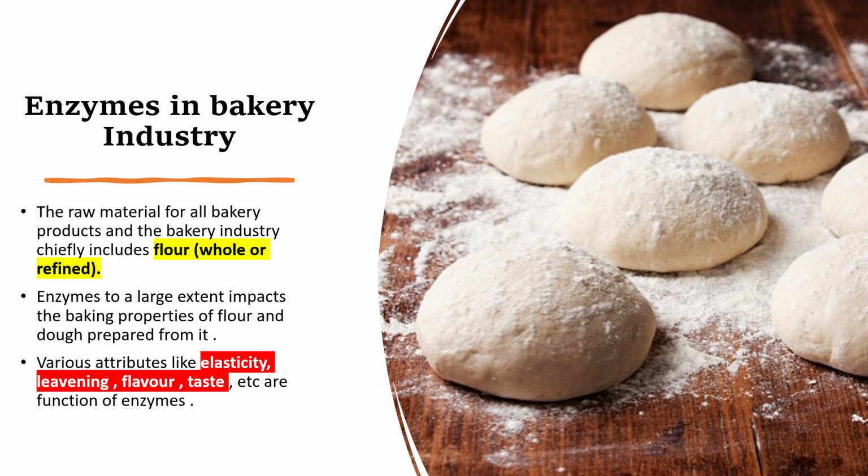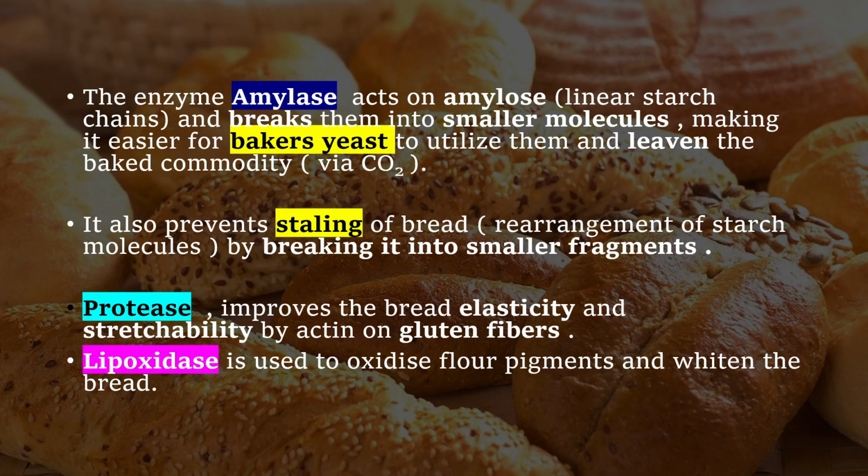The raw material for all bakery products in the bakery industry chiefly includes flour, atta, whole or refined. Enzymes to a large extent impact the baking property of flour and dough prepared from it. Various attributes like elasticity, leavening, flavor, taste, etc. are a function of enzymes. So as I said, leavening, which means alcoholic fermenting enzymes are used for leavening, but some other properties like elasticity, flavor and taste are also impacted by enzymes. Let us see how. The enzyme amylase acts on amylose and converts it into maltose. The baker's yeast converts the maltose into maltase, maltase to glucose, glucose to ethanol and carbon dioxide, which helps in leavening. So this is what I already told you.